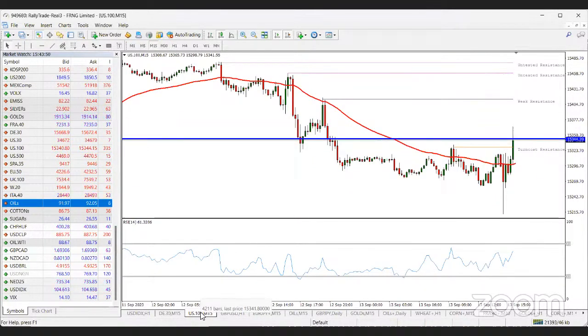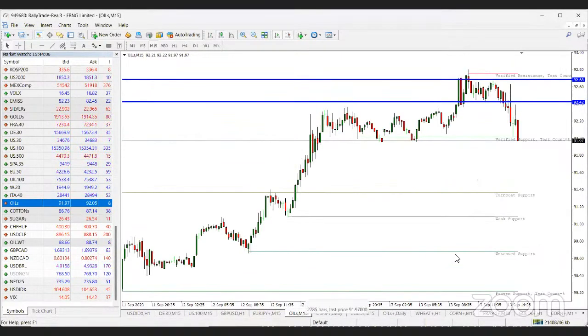US 100 has not been able to break around that place. Remember that it must break above that place before we look out for a further buy. So I think if this candle closes bullish on 15 minutes, you can still scalp a buy on US 100. For oil, it is already at that verified support.